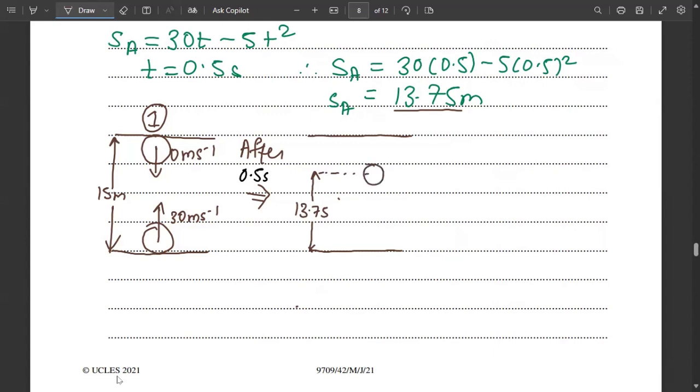A moves here, and so this remaining part will be 1.25 meter. B will come here. B, A, and they will meet here after 0.5 seconds. That is what we find out.